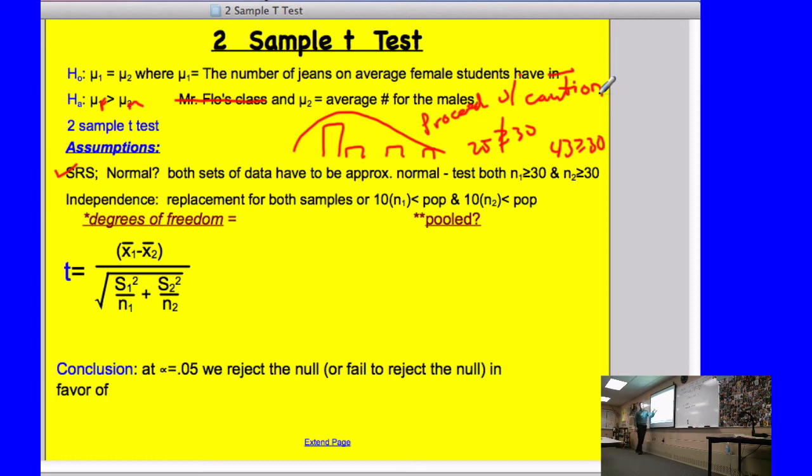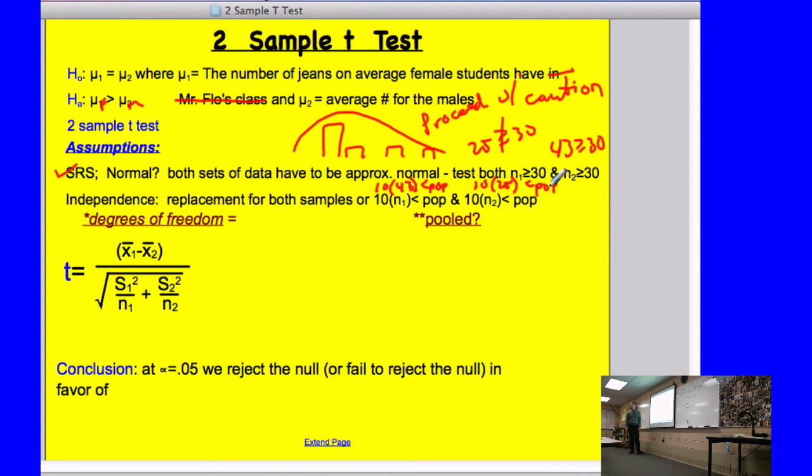Independence, replacement for both samples is 10 times 43 again, less than the population of teenagers that own jeans. I don't think we have to worry about that. And is 10 times 25 less than the population of females that own jeans? The number of females that own jeans? Yeah, no problem there.